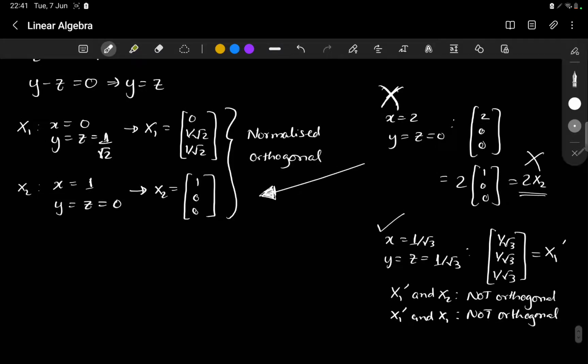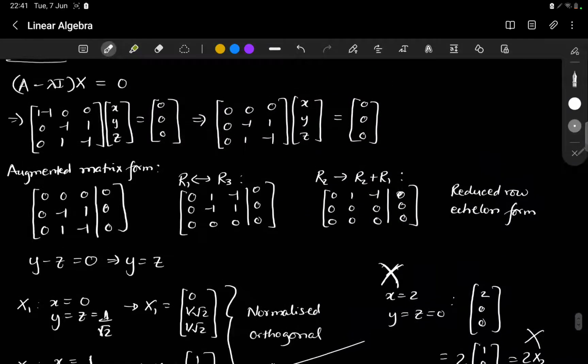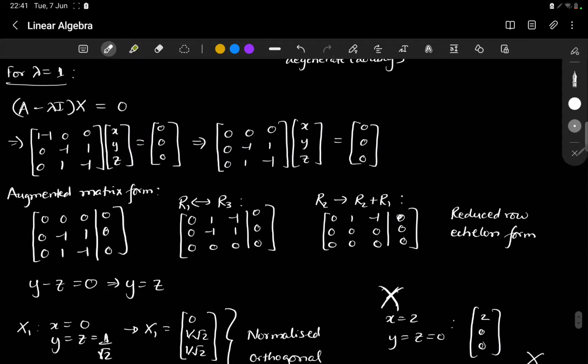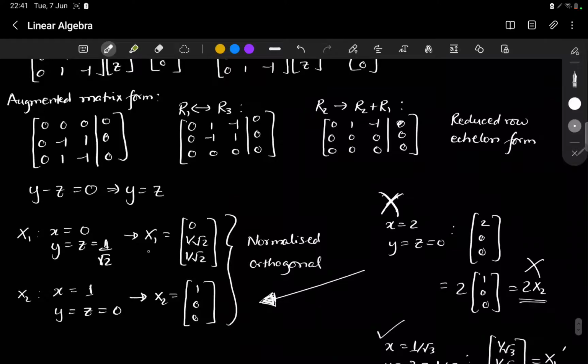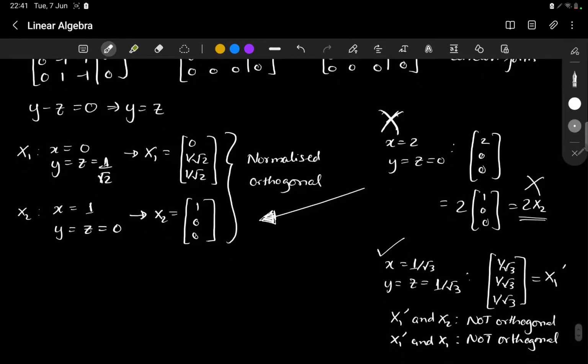So this should be kept in mind when working with degenerate eigenvalues, because in the degenerate case, just a single eigenvalue of lambda equal to 1 will give rise to two eigenvectors if it is doubly degenerate. If it is triply degenerate, then we will have three eigenvectors corresponding to an eigenvalue, and so on and so forth. So we should make sure that our eigenvectors are normalized and they are orthogonal, and they should definitely not be scalar multiples of existing eigenvectors.